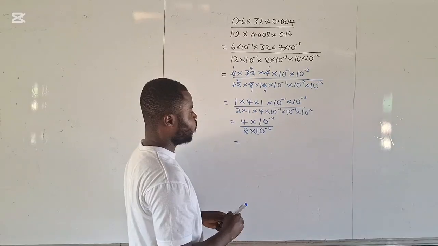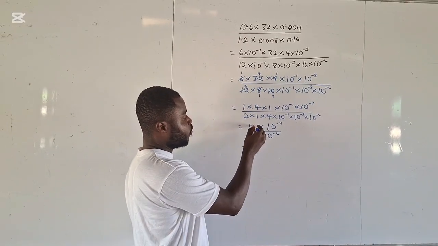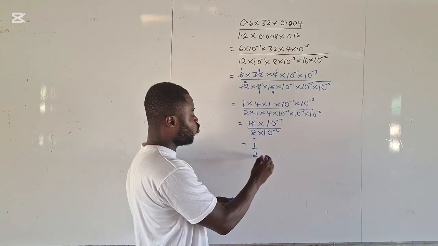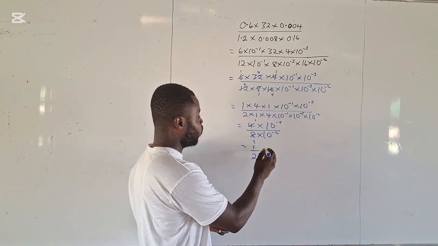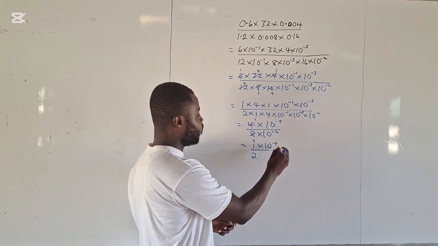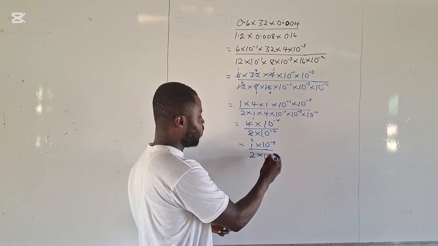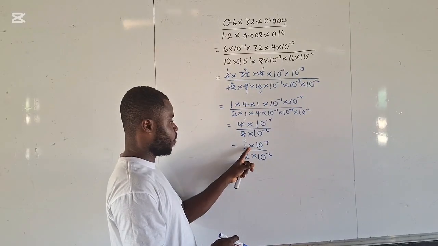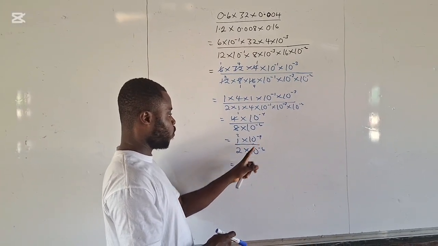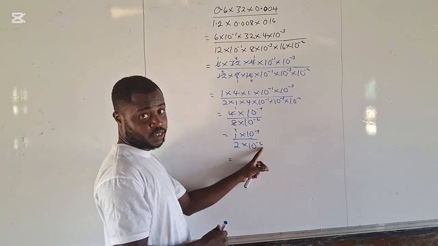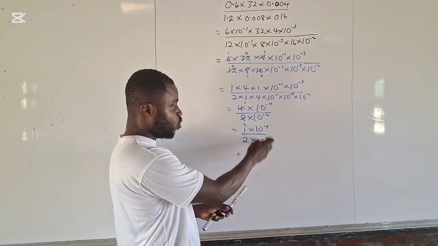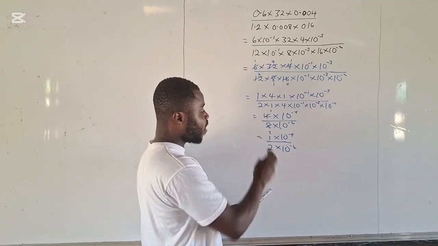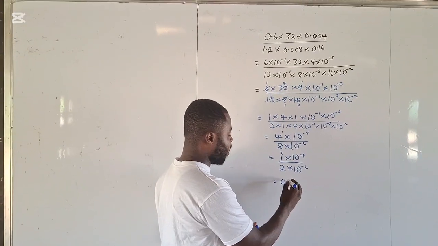So now the whole number 4 can go into itself 1. It can also go here 2. Now we have 1 on 2. 1 times 10 negative 4, 2 times 10 negative 6. So now we have 1 on 2 times 10 negative 4 over 10 negative 6 here. Now this 10 and 10 they will divide. So 2 dividing 1 will be 0.5.